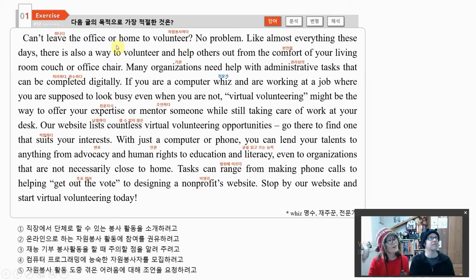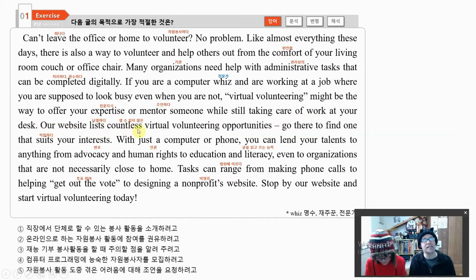All right, then. Here we go. Can't leave the office or home to volunteer? No problem. Like almost everything these days, there is also a way to volunteer and help others out from the comfort of your living room couch or office chair. Many organizations need help with administrative tasks that can be completed digitally. If you are a computer whiz and are working at a job where you are supposed to look busy even when you are not, virtual volunteering might be the way to offer your expertise or mentor someone while still taking care of work at your desk.